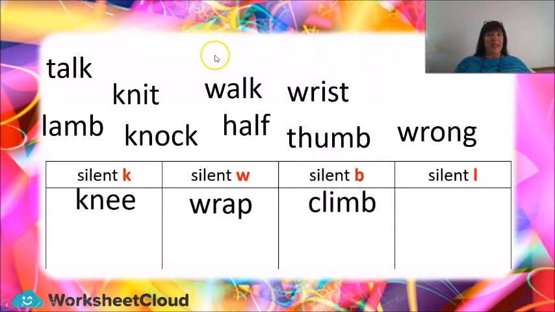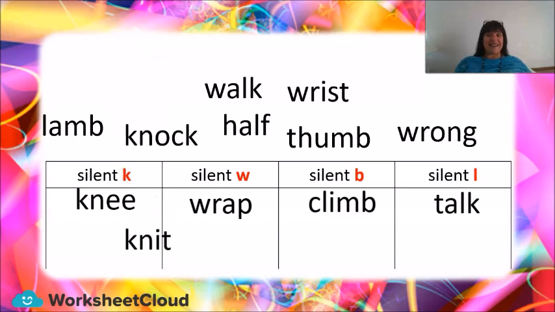Climb. And talk. Which one is the silent letter? The T, the A, the L, or the K? Yes, it's the L. Very good. Knit. What is the silent letter there? Knit. Did you hear the K? No, because it was silent. Let's see. Knit. Silent K.